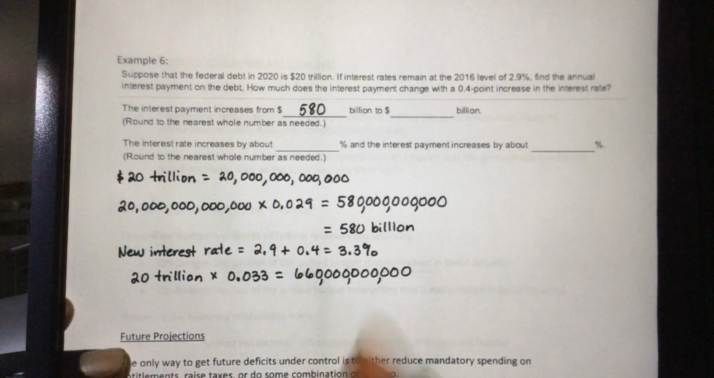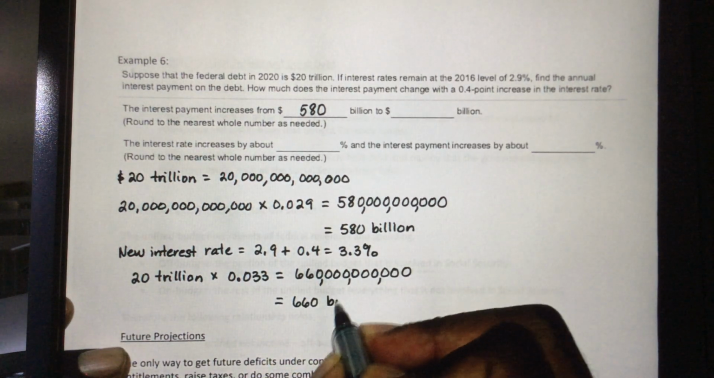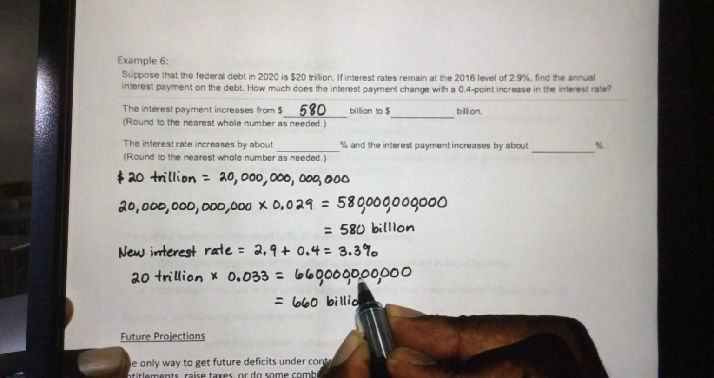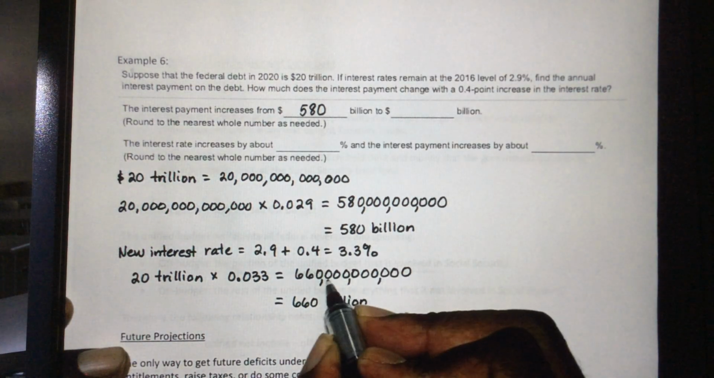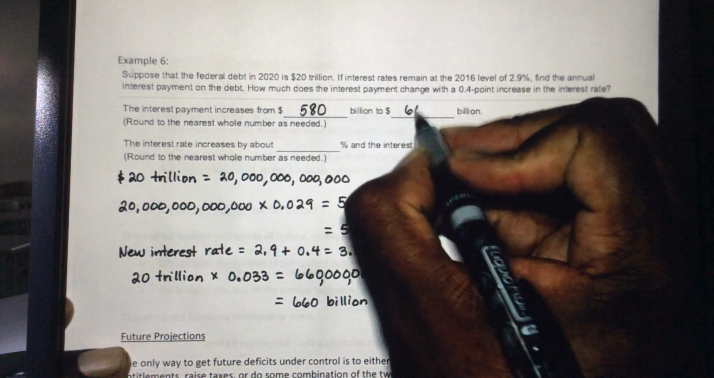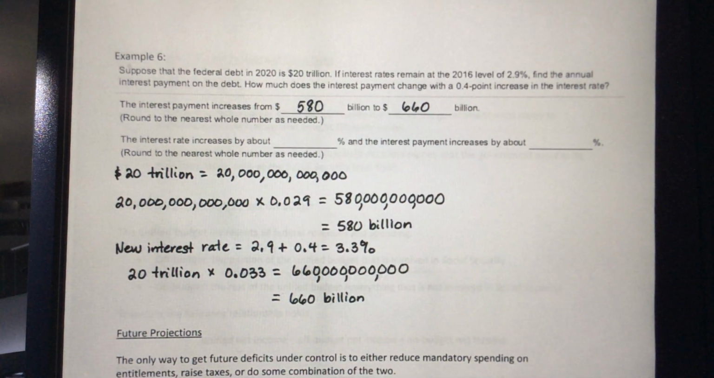And this is going to end up in billions, so this will be 660 billion. Because that's the ones period, thousands period, millions period, and then your billions period. So this will be $660 billion. And then the interest rate increased by what percent, and the interest payment increased by what percent.